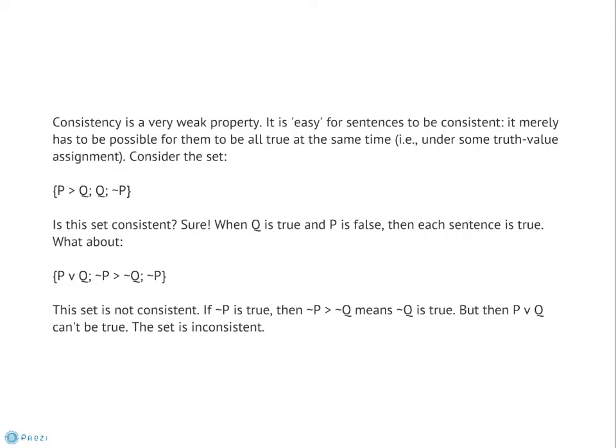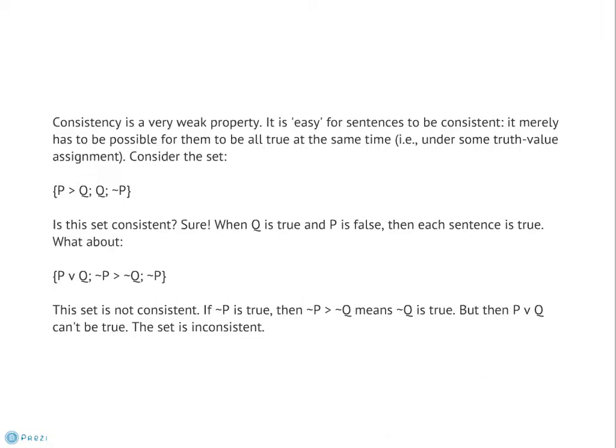Consistency is a very weak property. It's easy for sentences to be consistent. It merely has to be possible for them to be all true at the same time, under some truth value assignment. Consider the set: if P then Q, Q, not P. Is this set consistent? Can all these sentences be true at the same time? Sure. When Q is true and P is false, then each sentence is true.